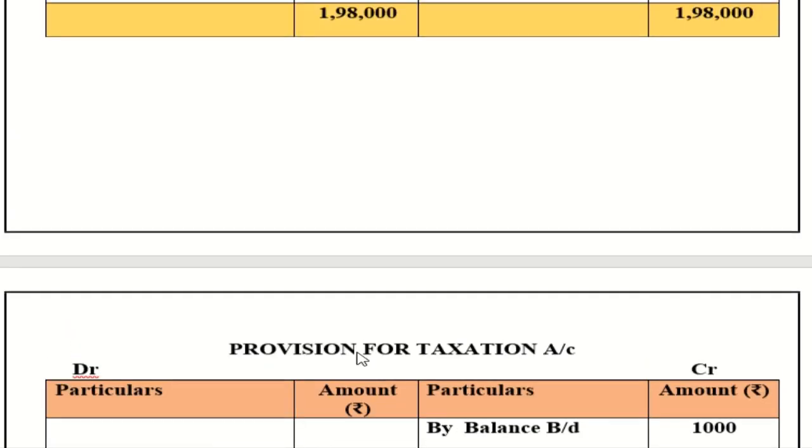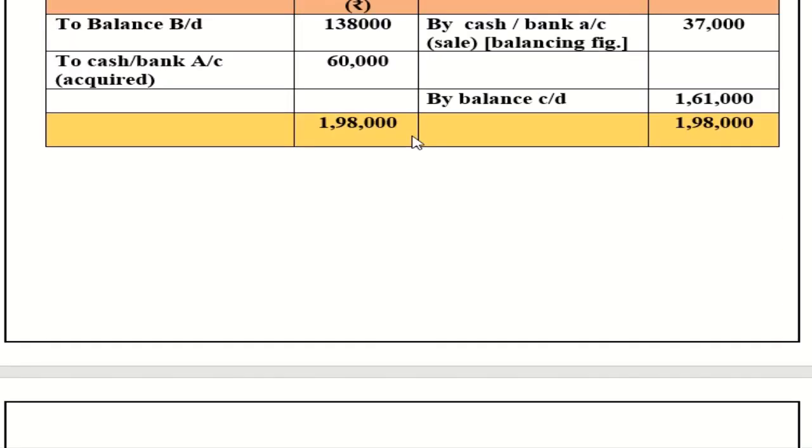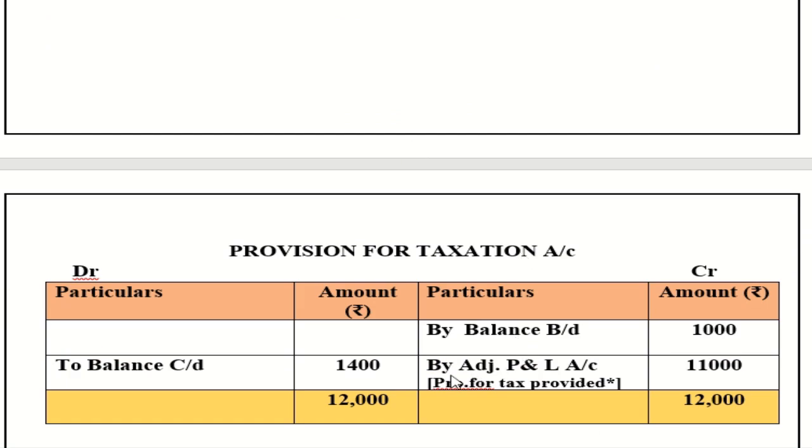And in this adjustment, you also see here they have given the provision for taxation, they transferred or provided. It means you have to record it on the credit side of this provision for taxation account, that is by adjusted P&L account. So this is provision for taxation provided. If they give income tax paid in the adjustment, then you have to enter it on the debit side. This is what I told you. So for provision for taxation adjustment, if in the adjustment they give income tax paid during the year, then you have to enter the debit side. If income tax provided or provision for taxation provided, then you have to enter the credit side of the provision for taxation account.